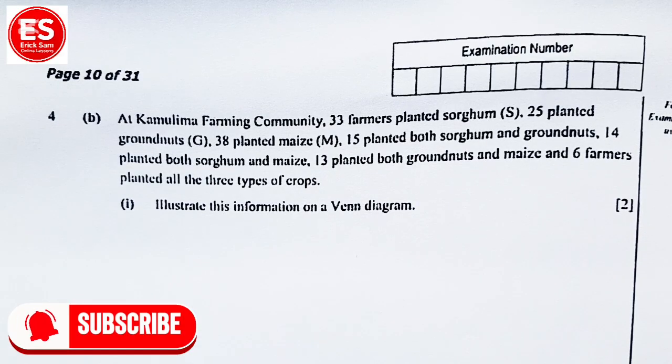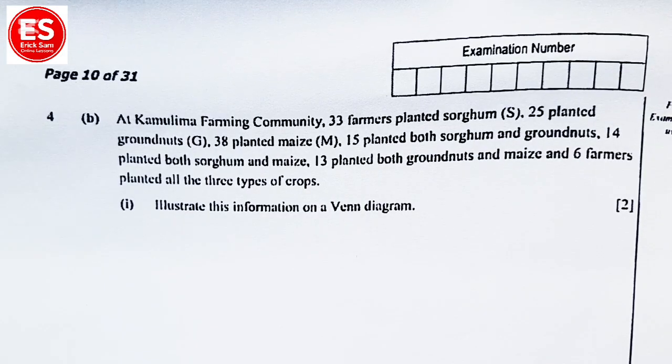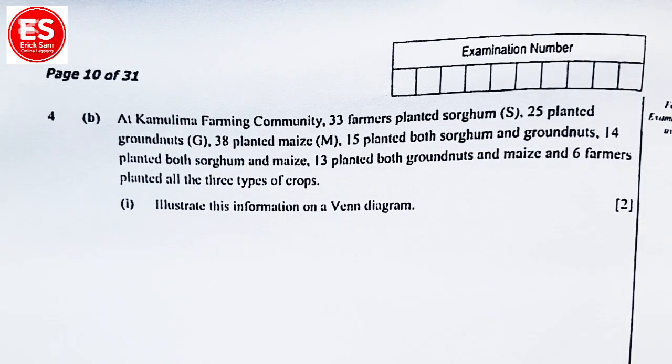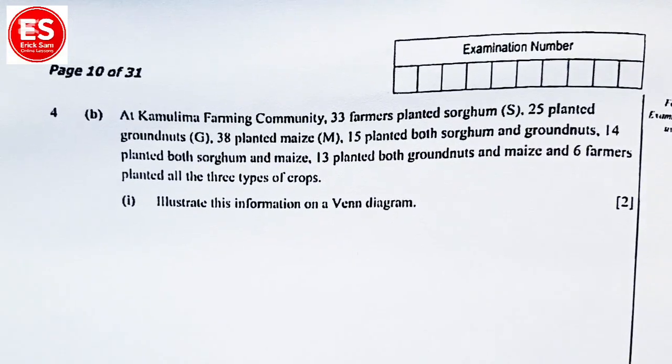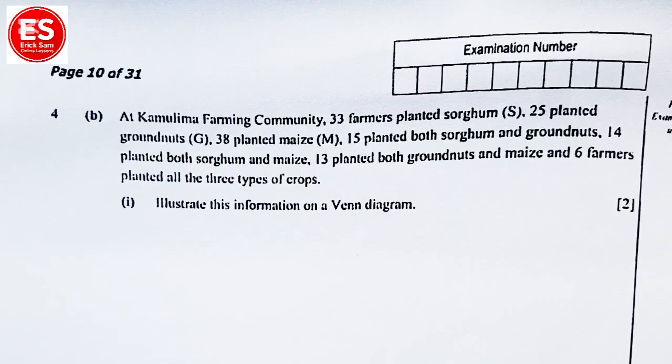At Kamulima farming community, 33 farmers planted sorghum, 25 planted groundnuts, 38 planted maize, 15 planted both sorghum and groundnuts, 14 planted both sorghum and maize, then 13 planted both groundnuts and maize, and 6 farmers planted all the 3 types of crops. So the first area of interest is all the three types.